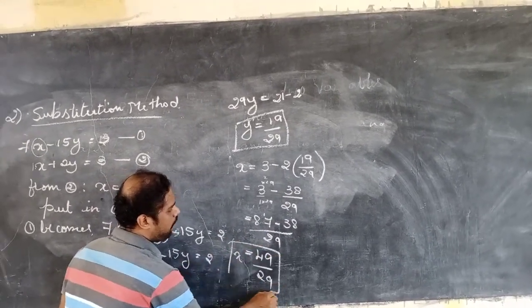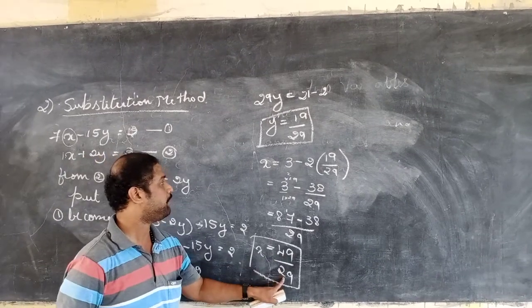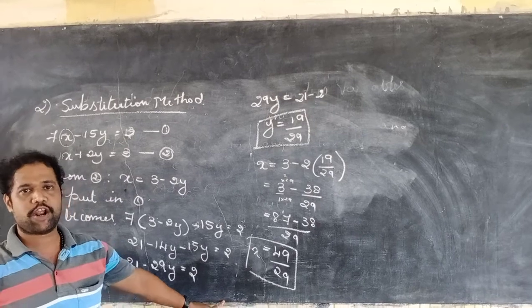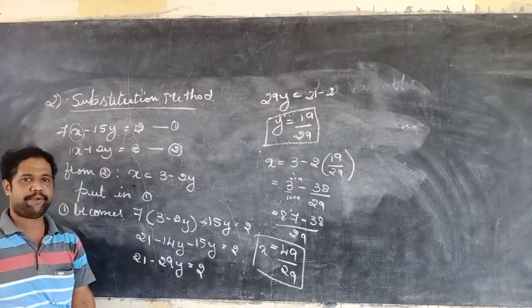Therefore, the value of x here is 49 by 29 and the value of y is equal to 19 by 29, which is the solution of the given pair of linear equations.